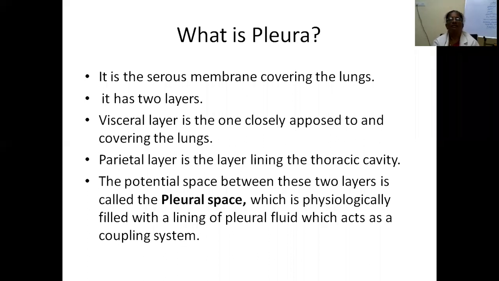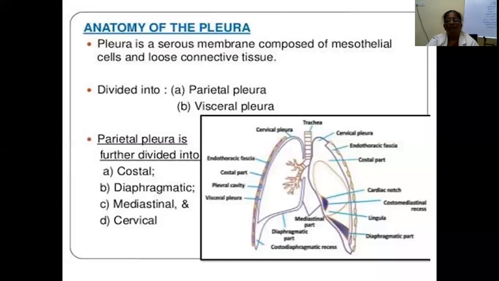It has two layers, visceral pleura and parietal pleura. Visceral pleura is the one that is opposite to the lungs, and parietal pleura is the one that is lying in the thoracic cavity. So in the posterior aspect, it extends from C7 to T12.